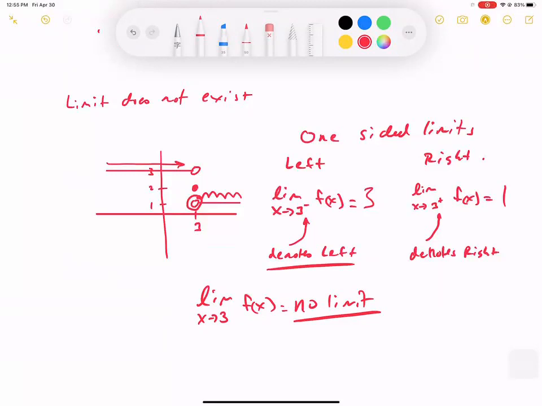The limit does not exist. You guys remember that movie? The limit does not exist.